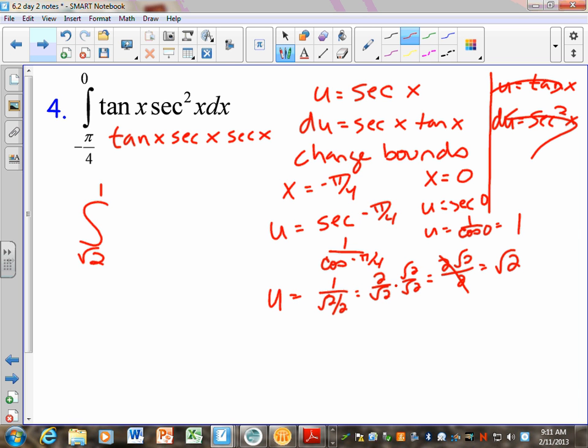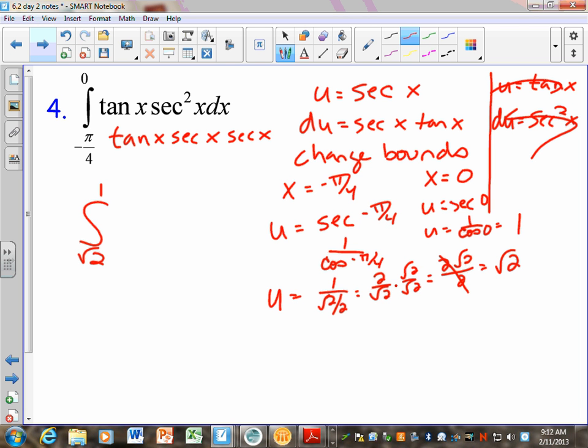Just so you know, remember how normally this is always a smaller number and this is always a bigger number? That's always in terms of x. When you change your bounds in terms of u, sometimes this is going to be bigger than this, like in this case. Don't switch it around, don't put a negative out there. It's because it's in terms of u and not in terms of x.